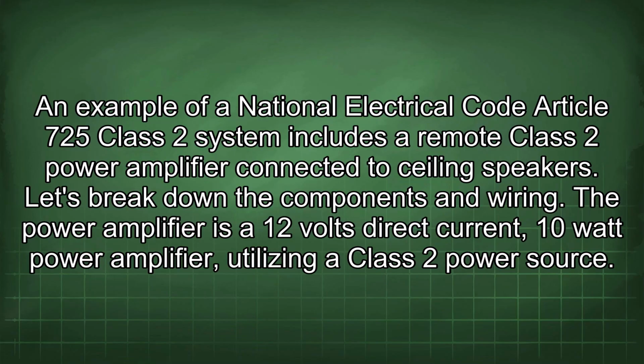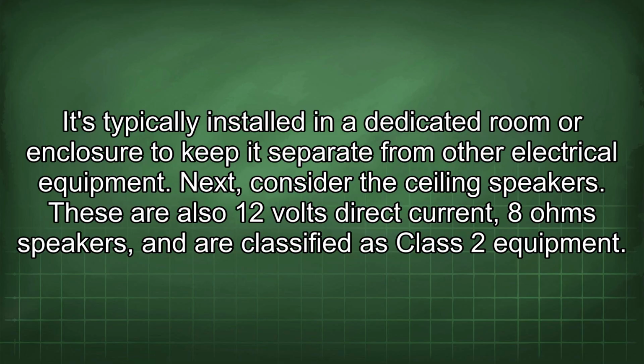An example of a National Electrical Code Article 725 Class 2 system includes a remote Class 2 power amplifier connected to ceiling speakers. Let's break down the components and wiring. The power amplifier is a 12 volts direct current 10 watt power amplifier utilizing a Class 2 power source. It's typically installed in a dedicated room or enclosure to keep it separate from other electrical equipment.